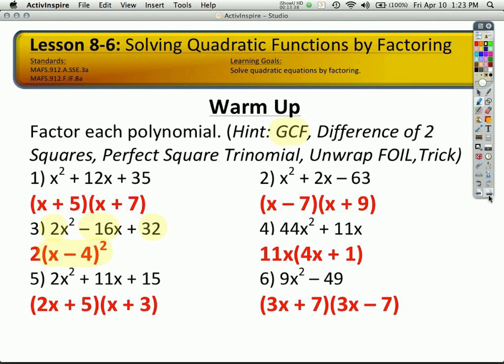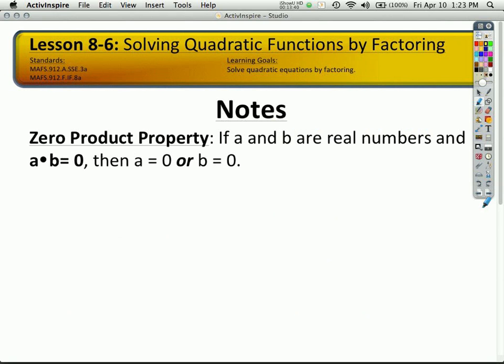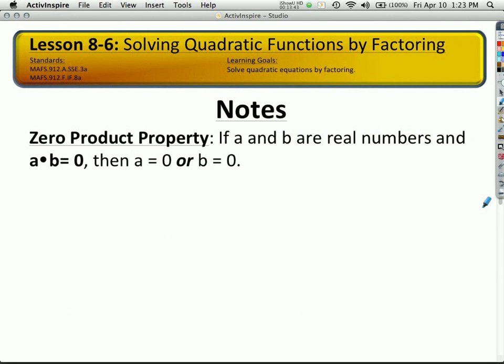Good. Today, we're going to explore how to solve quadratic functions by factoring. Believe it or not, I did not teach you how to factor things just because it's super fun.